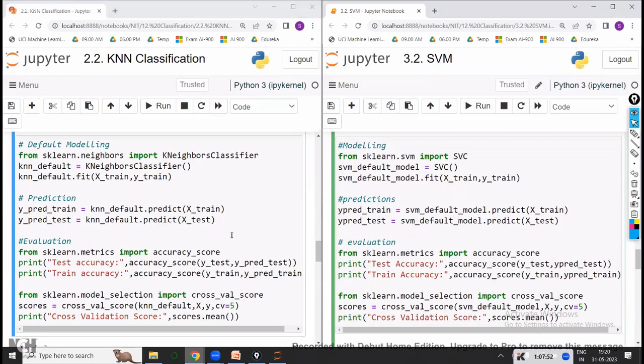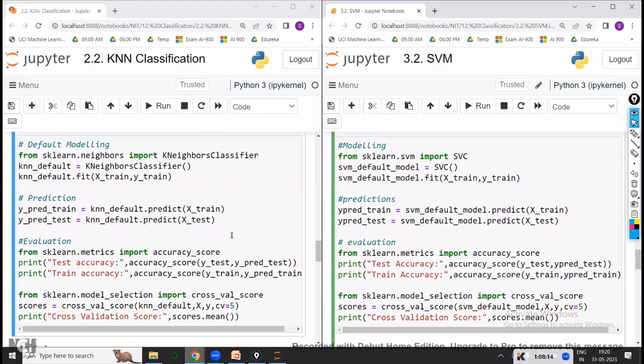What is the difference? Only the first line is the difference. Import KNN, import SVM. Remaining everything is the same. Copy paste. I have only done that, right? I also will do copy paste only. Initially, when I was a student, I used to do that.